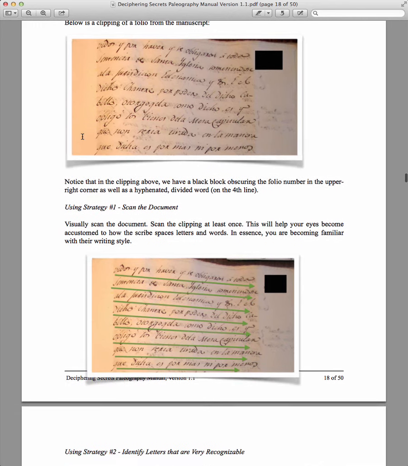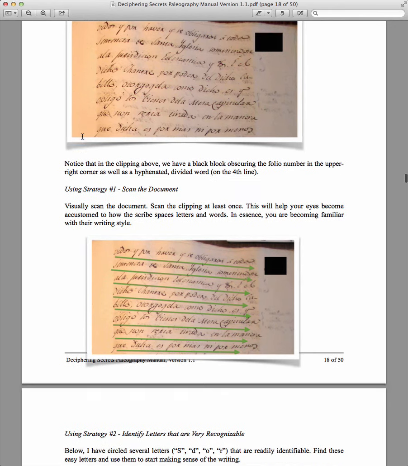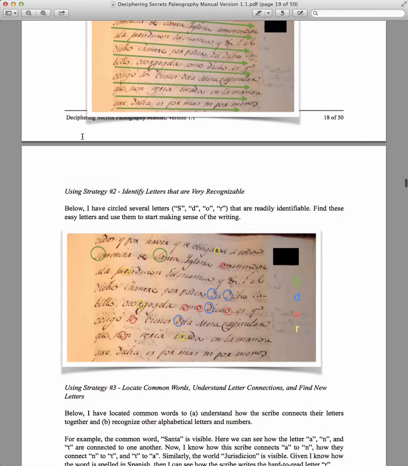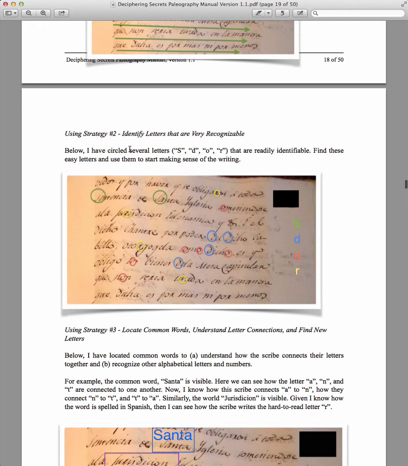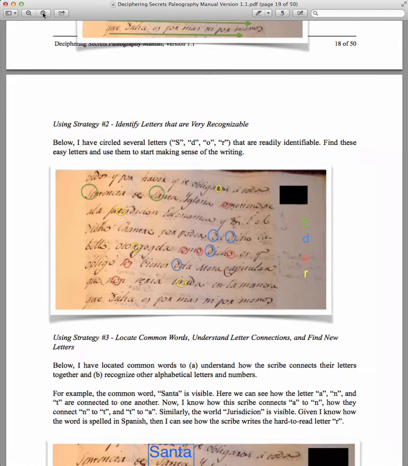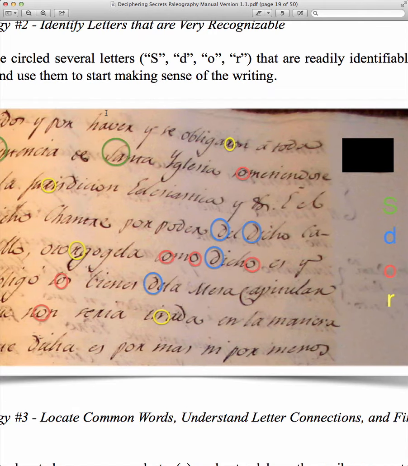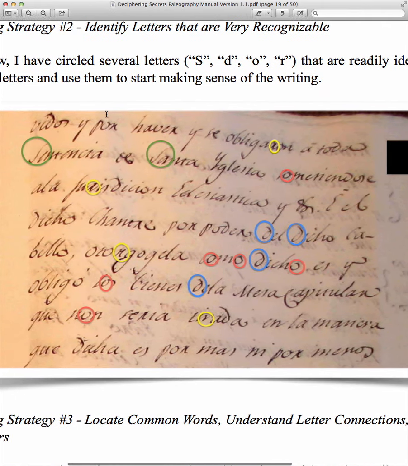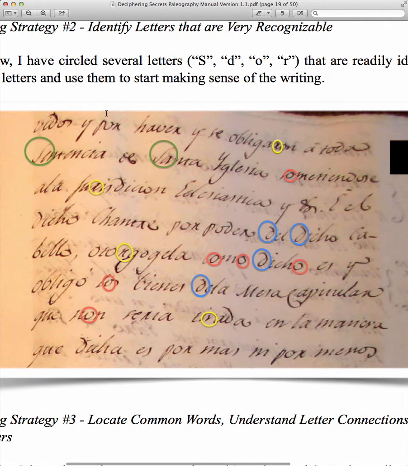Okay, so I hope that you have clicked back on and are continuing. The next strategy is to identify letters that are very recognizable. The idea is you need a way into the document, and the easiest way to do that is to find things that you can recognize right away. I'm going to zoom in a little bit because I want this to be super readable for you. Right away, my eye is drawn to certain letters that I can see immediately, and every eye is different.